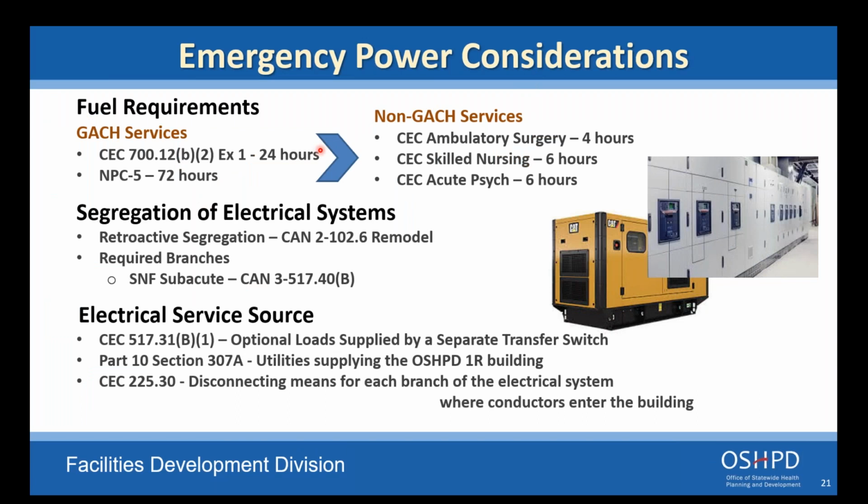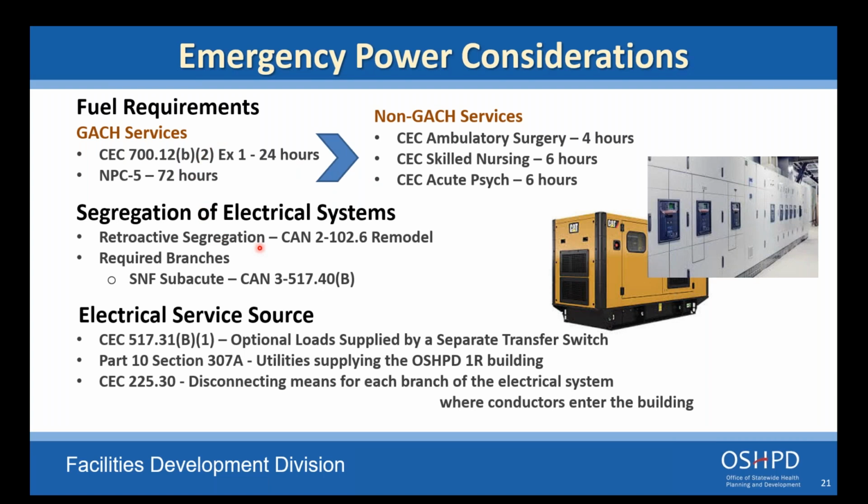So in summary here, we just want to remind you that hospitals, which are general acute care hospitals, require up to 72 hours of on-site fuel storage. The ambulatory surgical require 4 hours. Skilled nursing, SNFs, require 6 hours. Acute psych requires 6 hours. And these requirements can all be found in Article 700.12B2.